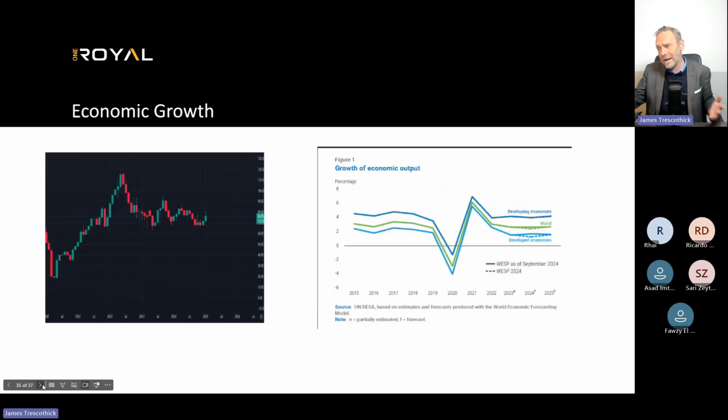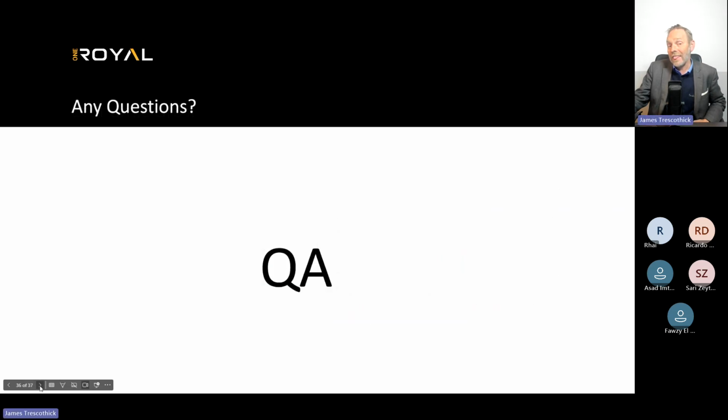Now, this is another prime example, which we saw. In 2020, we locked down. Nobody needed oil. We couldn't do anything. We were stuck at home, no industry, and oil prices collapsed. As soon as we started getting back on our feet and growth output started to rise again, oil prices started to rise again, as you can see. There we go.